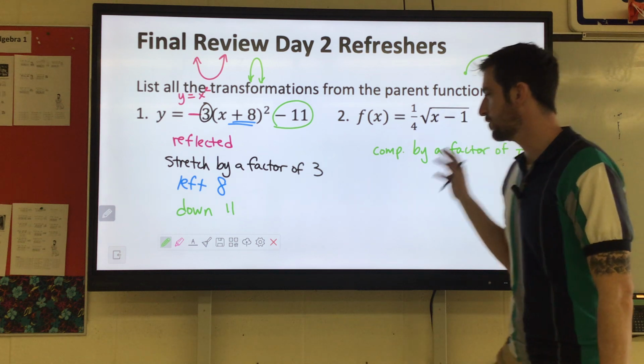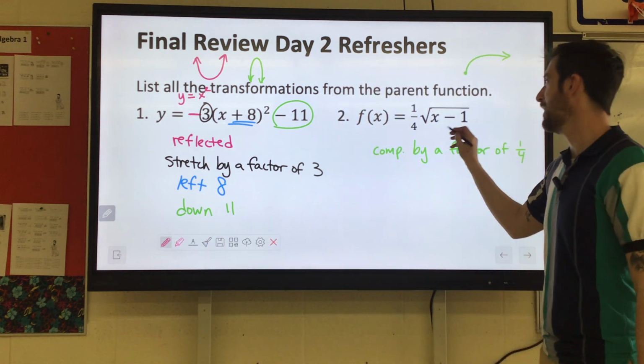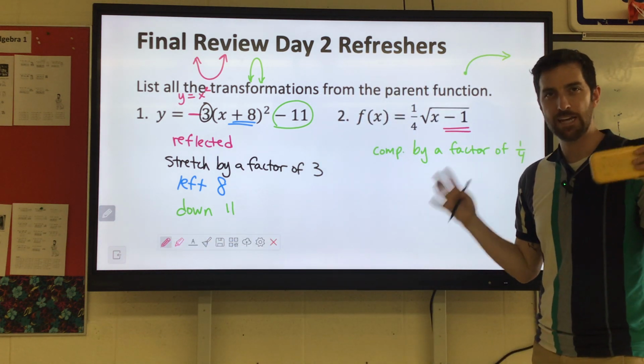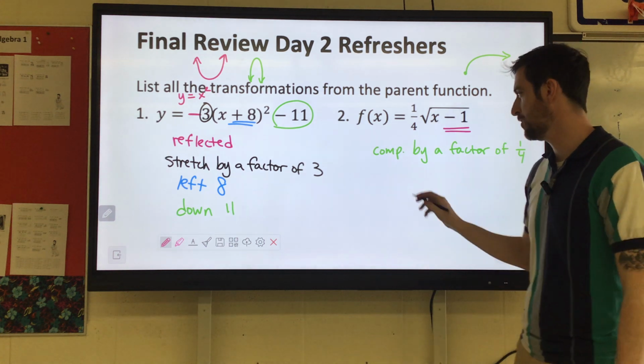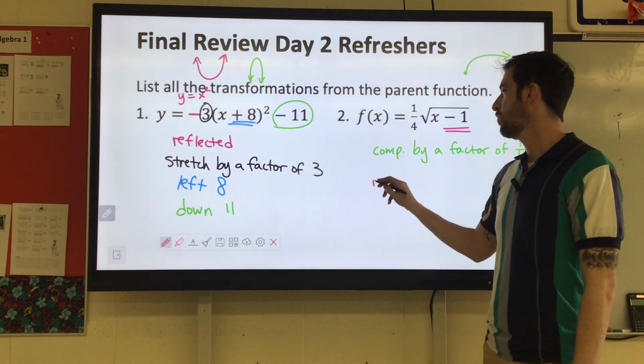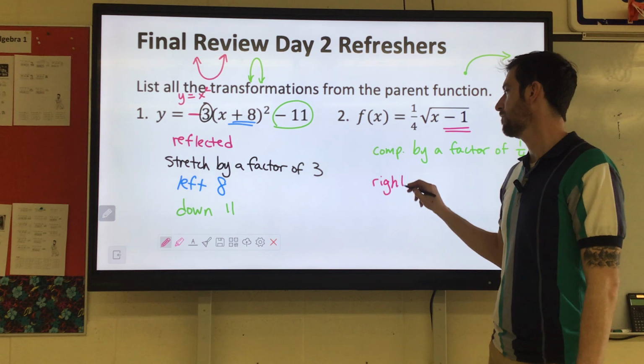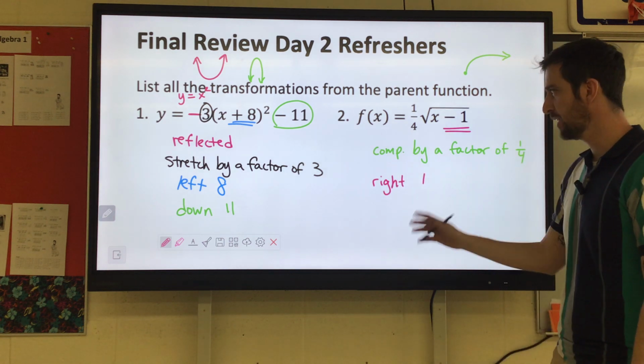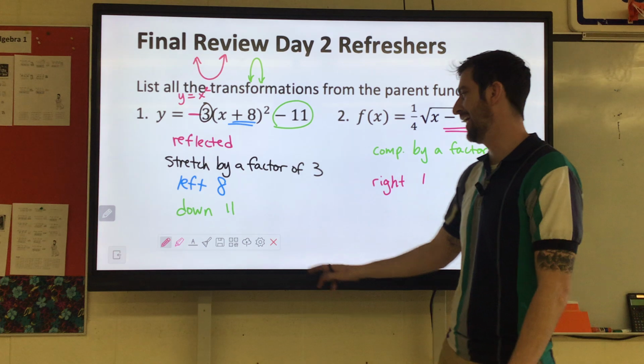The only other transformation is this minus 1 here. Again, it's grouped with the x. That shows a horizontal transformation. So it would shift right 1 unit. Right 1. Awesome.